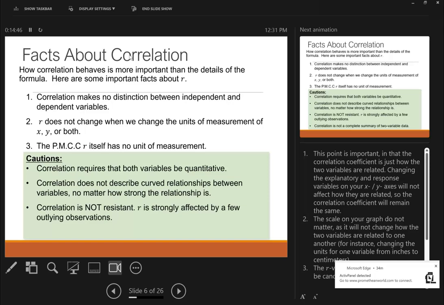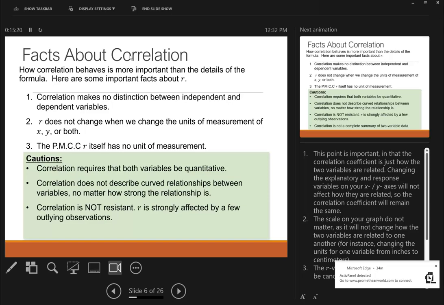And then the last one is correlation is not resistant. That means that it is strongly affected by outliers. So depending on where the outlier is, it can dramatically improve your correlation artificially, or it can really hurt your correlation. Okay? So it can work in both directions. Removal of an outlier doesn't mean you're going to improve your correlation. In fact, it could hurt it, depending on where the outlier is.